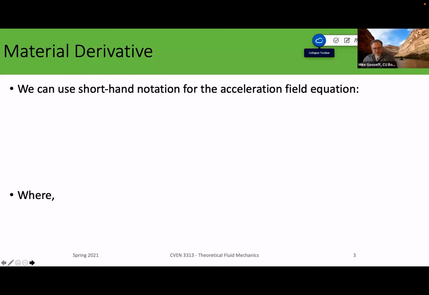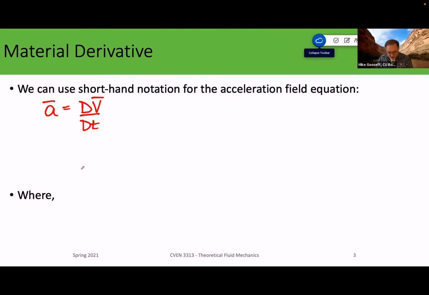Okay. So we talked about this material derivative, and I want to do a better job of introducing us to this. So for an acceleration field equation, we could say something like the acceleration vector, A bar, is equal to some DV/Dt, and I'm using capitals here to indicate that I'm using shorthand for all of the velocity components in all directions, okay?